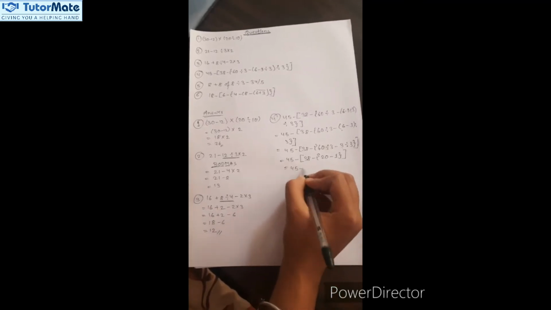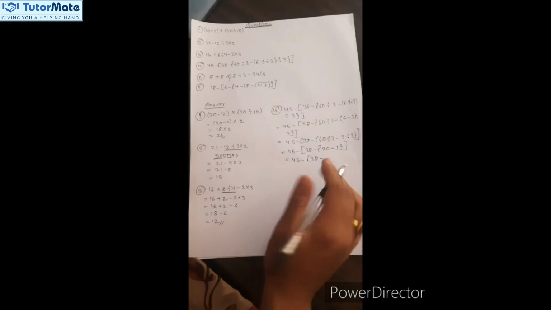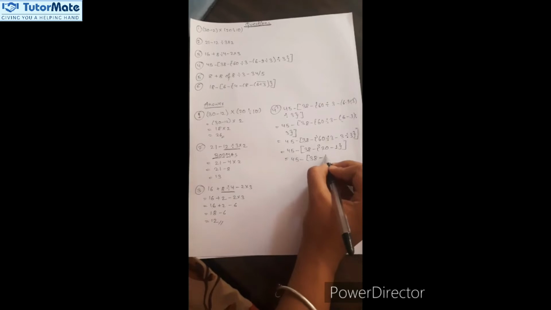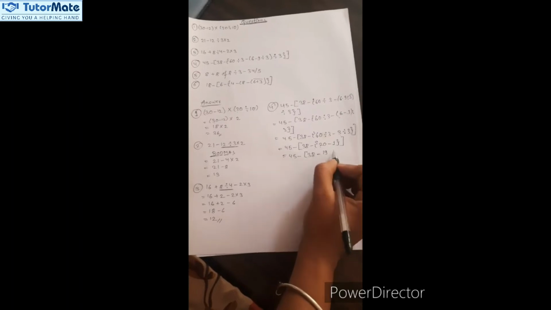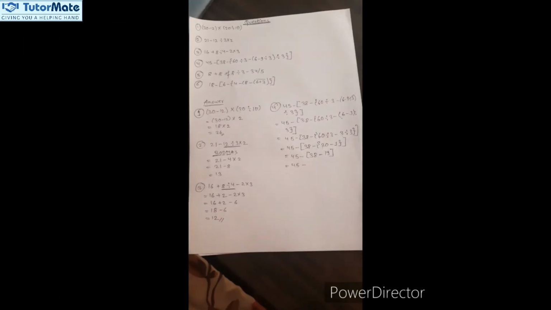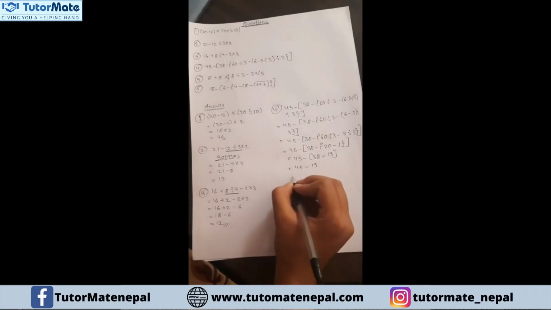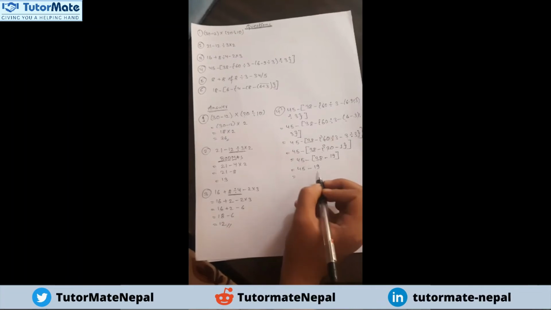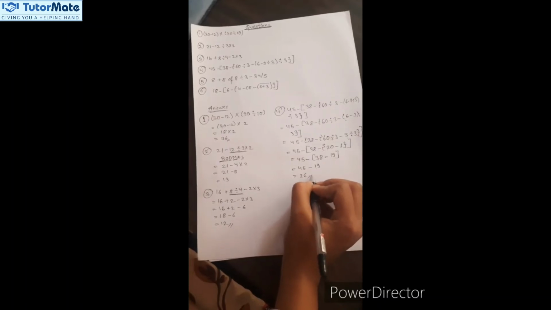45 minus 38 minus, now solving the curly bracket. 20 minus 1, that means 19. After that the curly bracket is also ended. Now closing the big bracket. 38 minus 19, that means 19, and 45 minus 19, that means 26. Then 26 is the final answer of this.